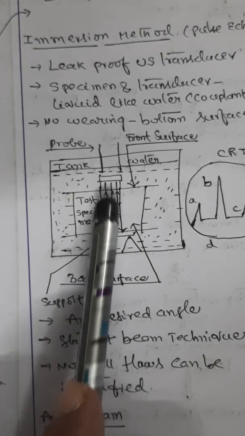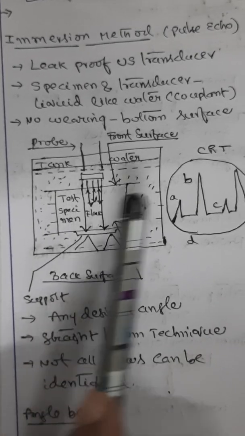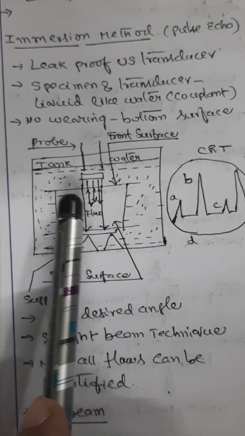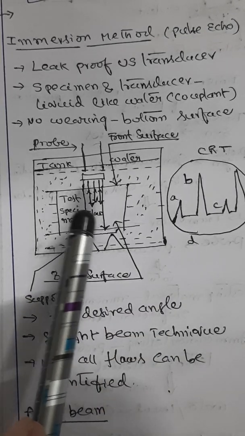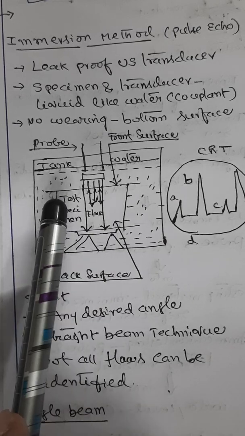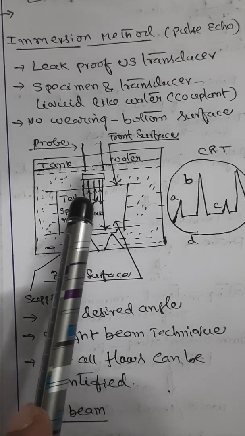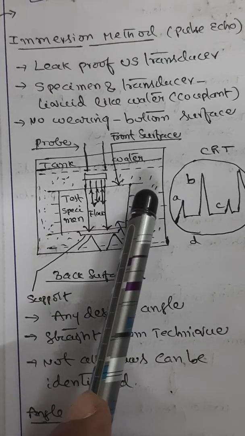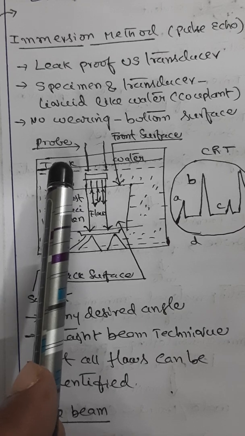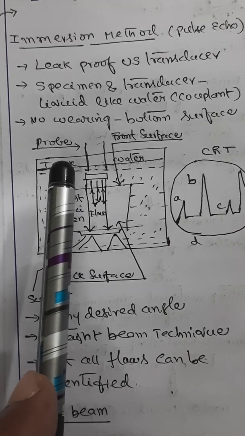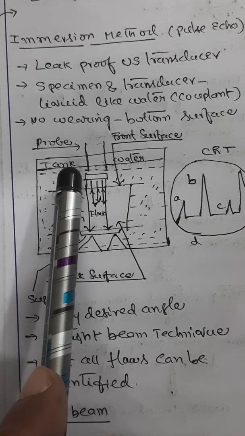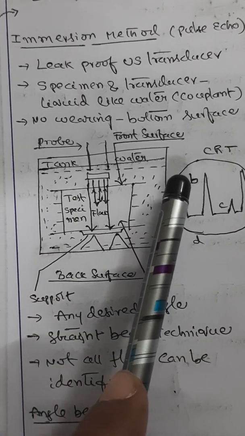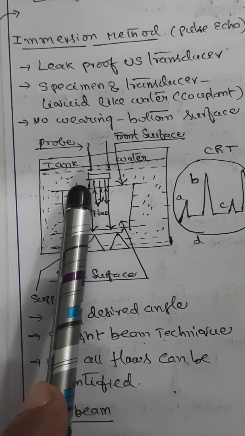Through the probe, changes can be observed, which are seen on the CRT as an image. So you can probe at any desired angle of your choice. It is a straight beam technique. The only problem is that not all flaws can be detected with this. Let us see how it works. This diagram shows the immersion pulse echo system, along with the display on the CRO or CRT screen. It is a straight beam technique, as I told you.